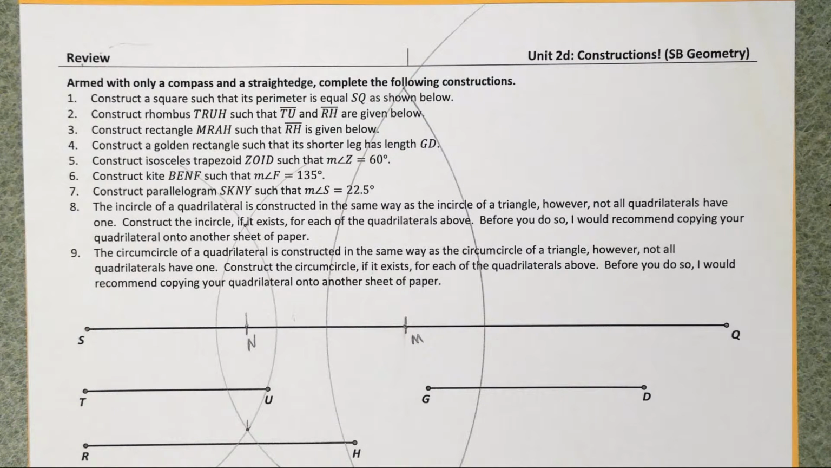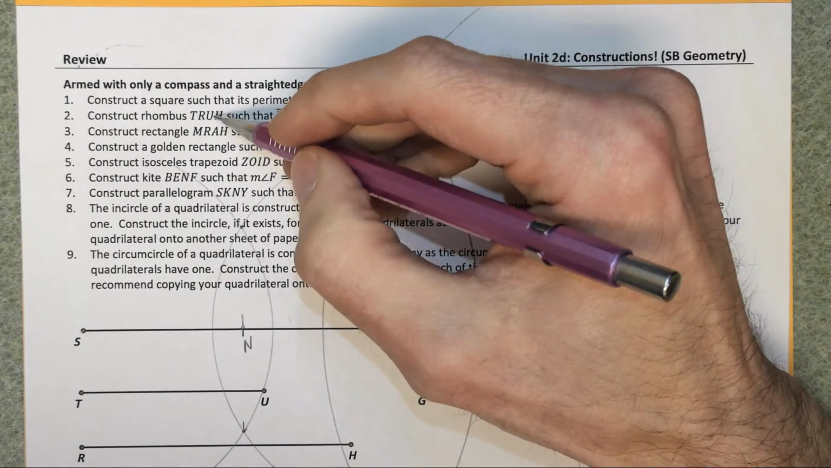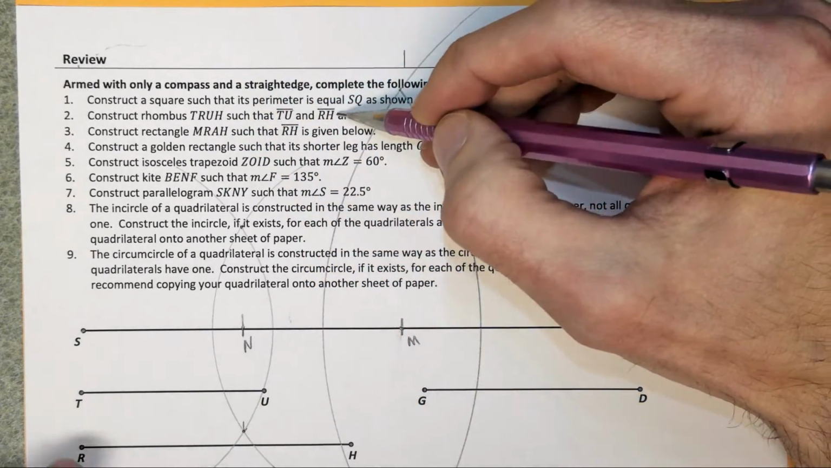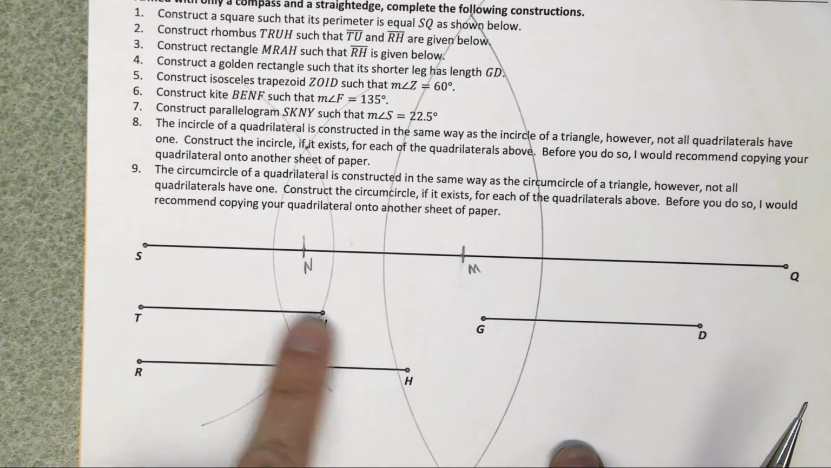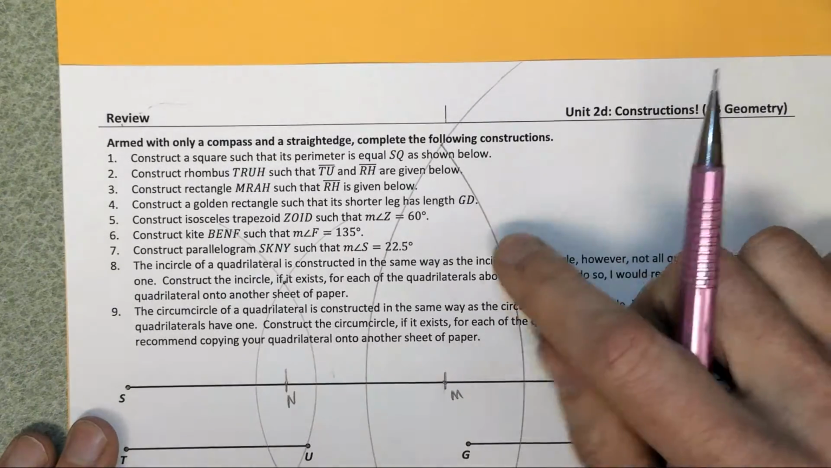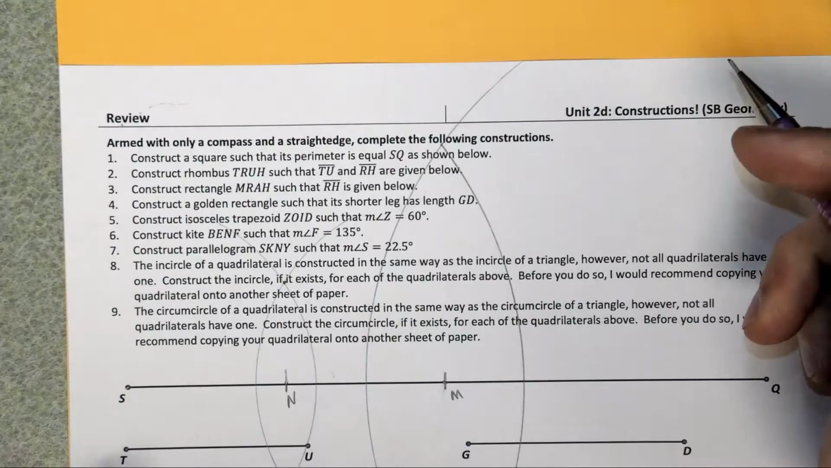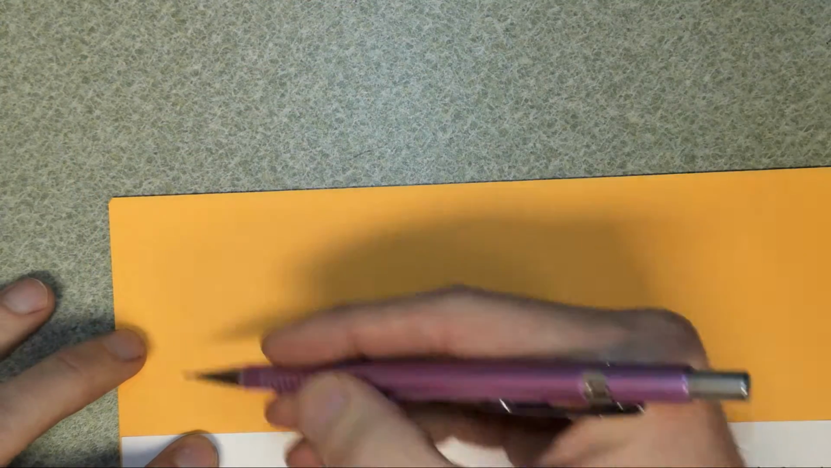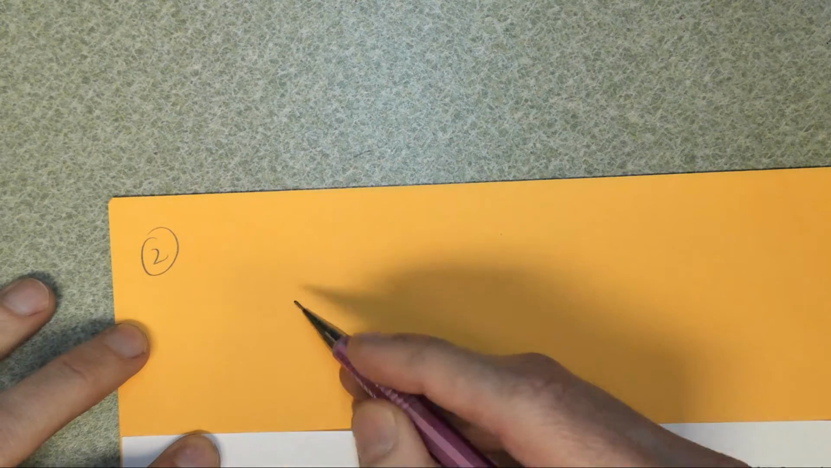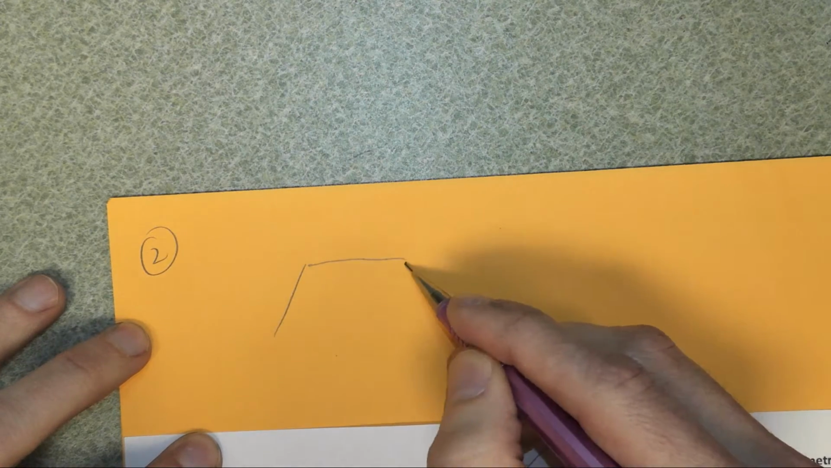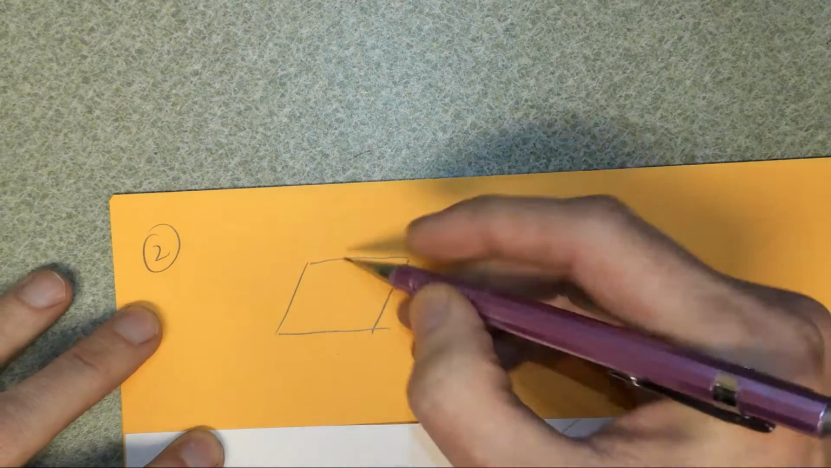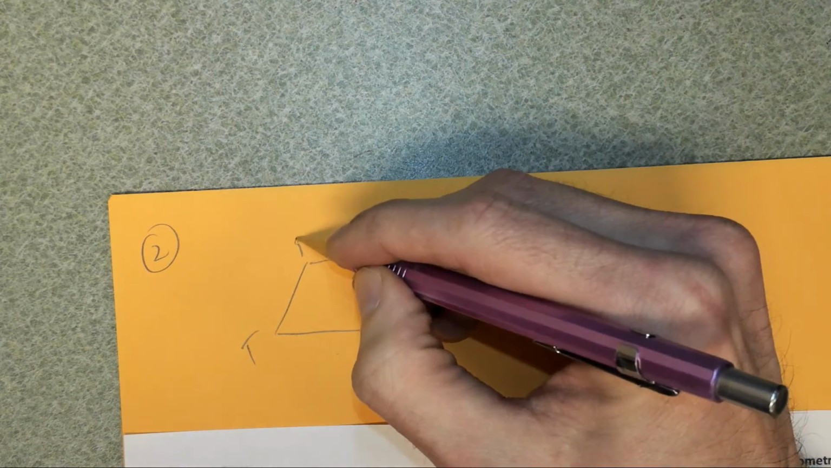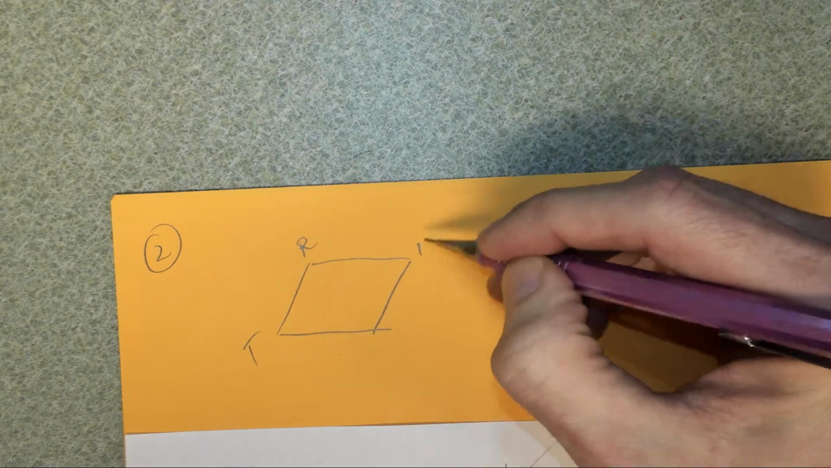Okay, on number 2, we're constructing a rhombus TRUH such that TU and RH are given down below. So let's do a little thumbnail sketch for this one, see what this thing is going to look like. On number 2, we're making a rhombus, which is an equilateral quadrilateral, and it's called TRUH. So just put these around the outside of it here.